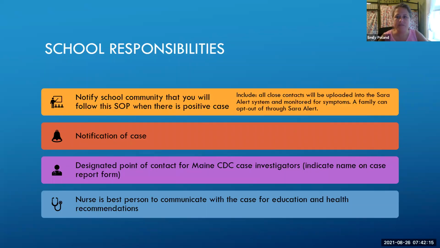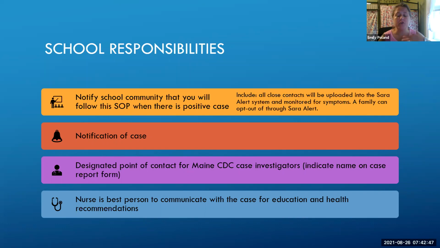So what are the school responsibilities with a COVID case? We know that schools play a big part in responding to COVID cases in our schools. And so the first school responsibility is notifying your school community that you are following the standard operating procedure. You can do that even before you're responding to a positive case. You're going to tell them, we're following this case. We're going to be notifying close contacts that they need to quarantine.